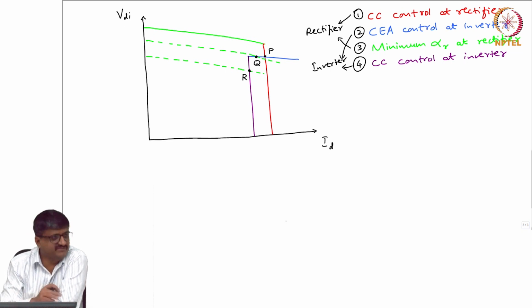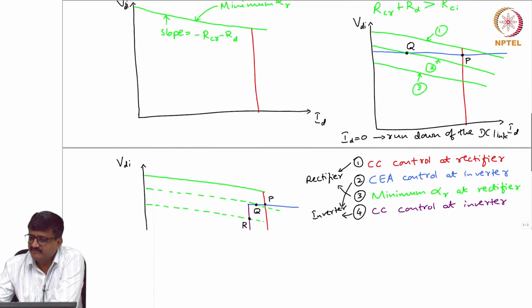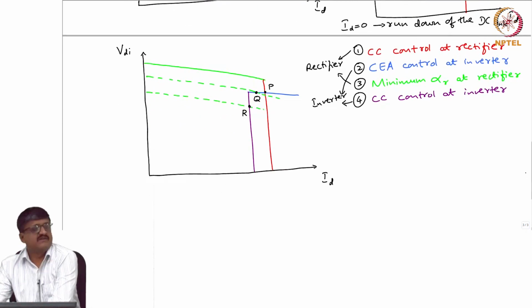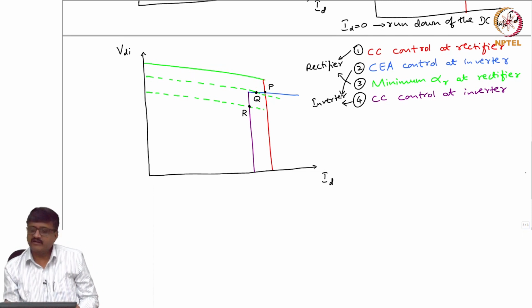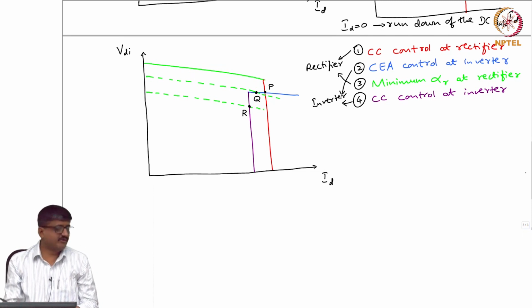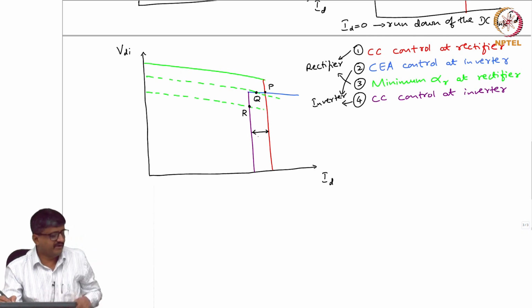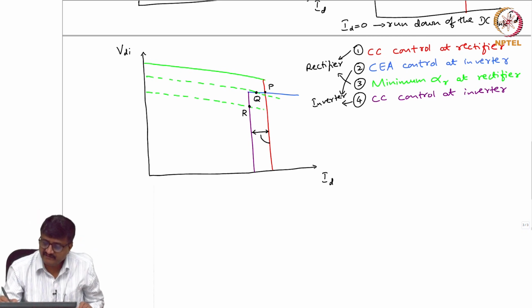So, if you employ this additional constant current control at the inverter, then the current ID will not become 0. If you compare this with the previous graph, that purple curve was not there. So, the purple curve is additionally introduced. Without the purple curve ID will become 0, there is rundown of the DC link. So, we employ constant current control at the inverter also, so that the current will not go to 0. There is a small difference between the constant current employed at the rectifier and the constant current employed at the inverter.